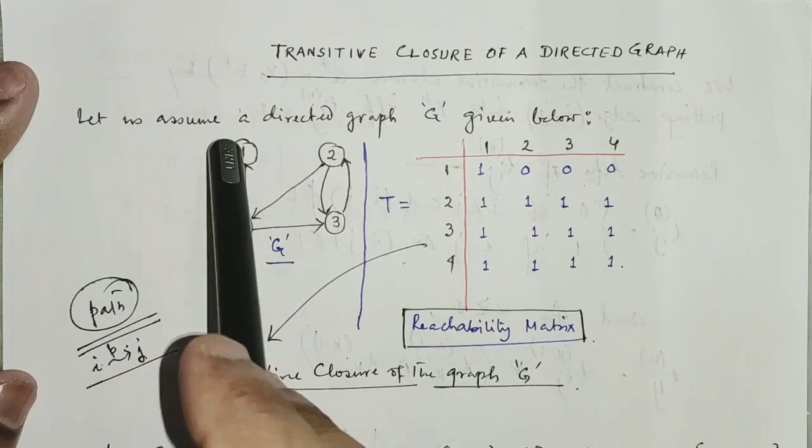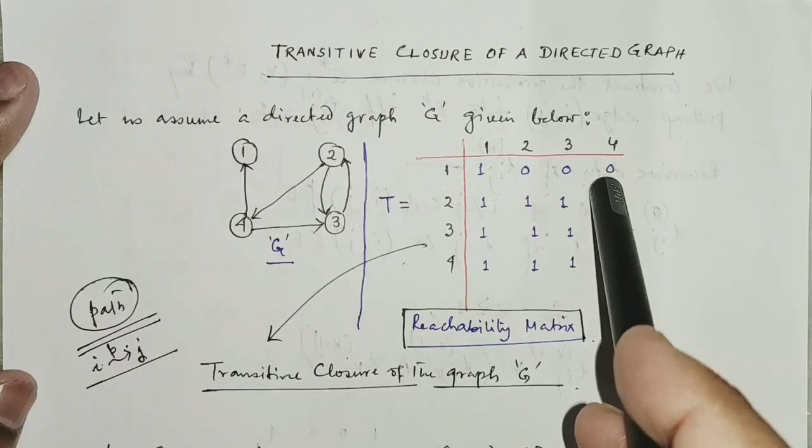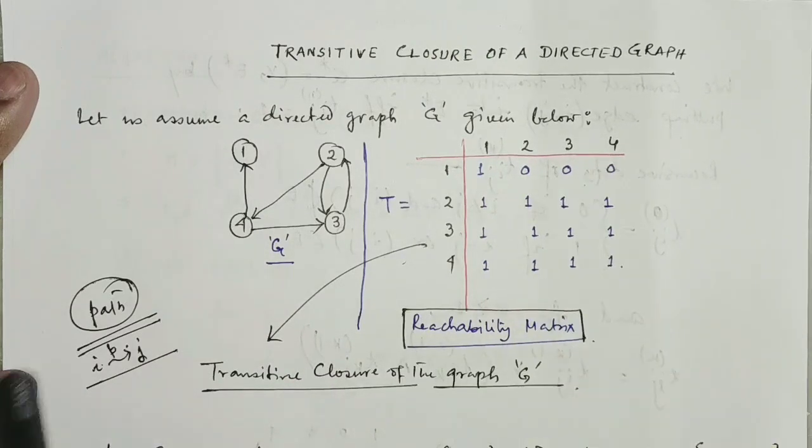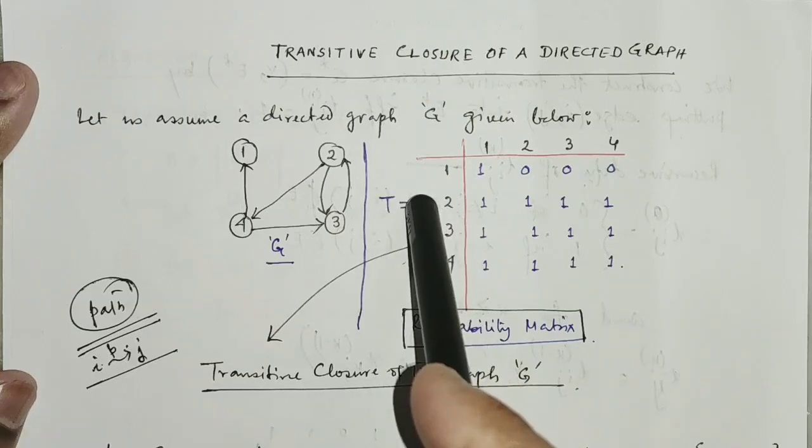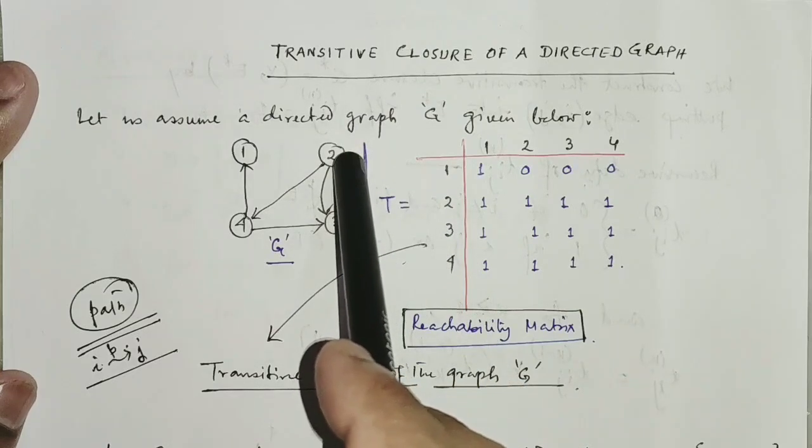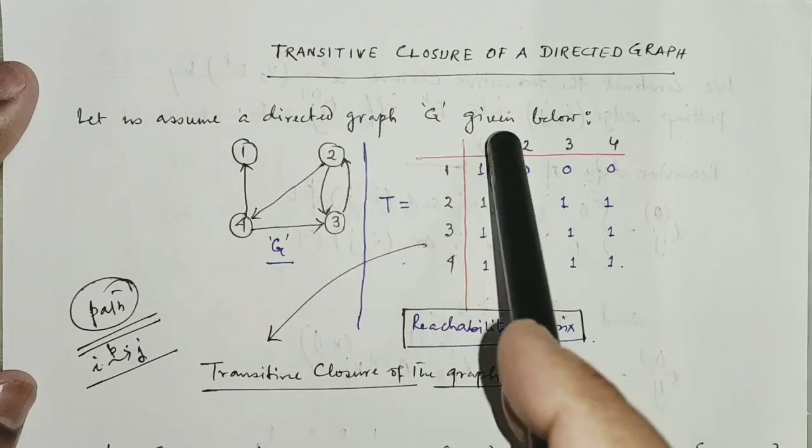From 4 to 1 there is a path, but there is no path from 1 to 4. So that's why the 1, 4 entry is 0. Fine. Now come to row number 2. So you are at vertex number 2. Identify, is there any path from 2 to 1 or not?